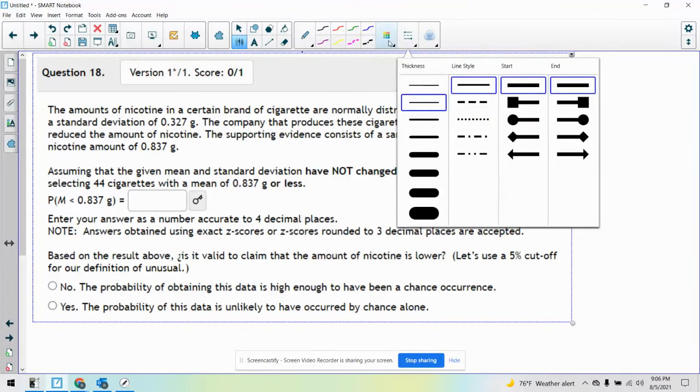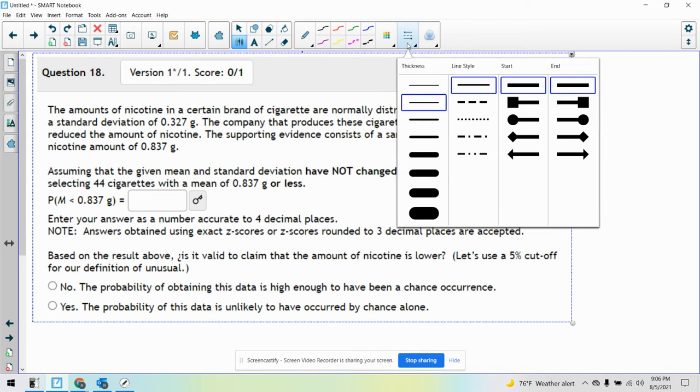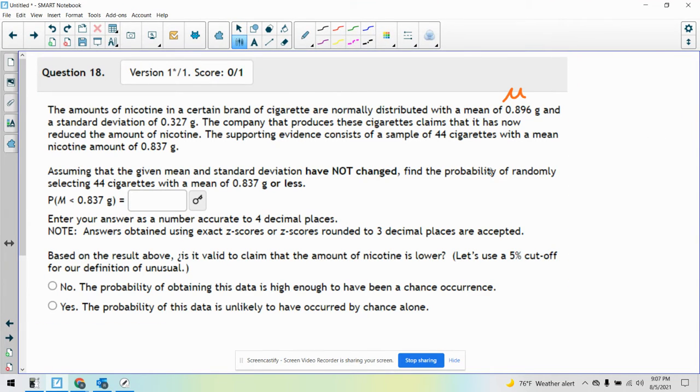I hate how that does that. Let's see here. Want to get rid of that stupid cursor thing. Whatever. Okay. That'll have to work.